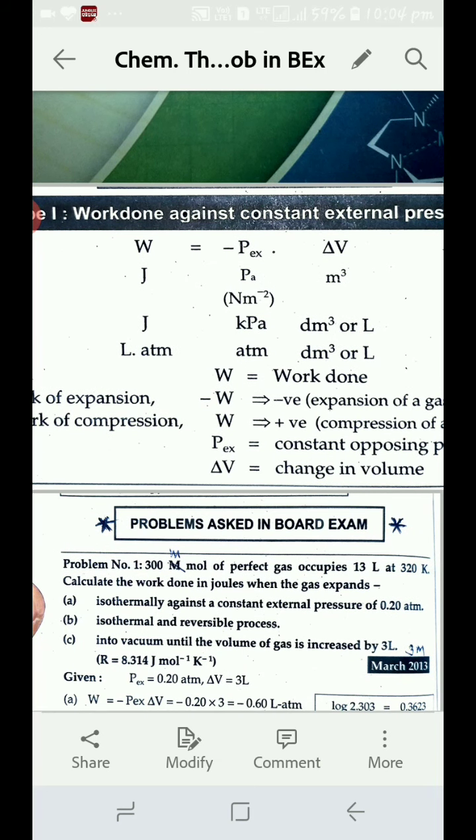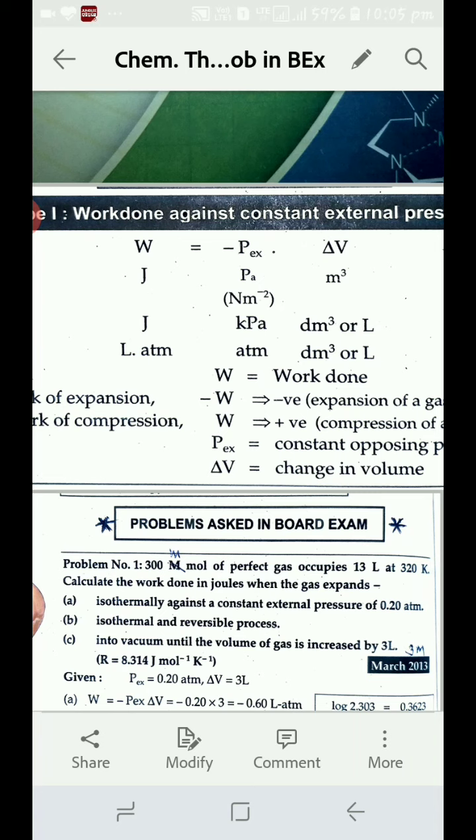Then for the first case, A, isothermally against a constant external pressure of 0.2 atm, the work done is equal to minus Pext into delta V. External pressure is 0.2 and change in volume is 3 liter. So your unit is liter atmosphere. The answer is minus 0.60 liter atmosphere. The minus sign indicates there is an expansion of gas.